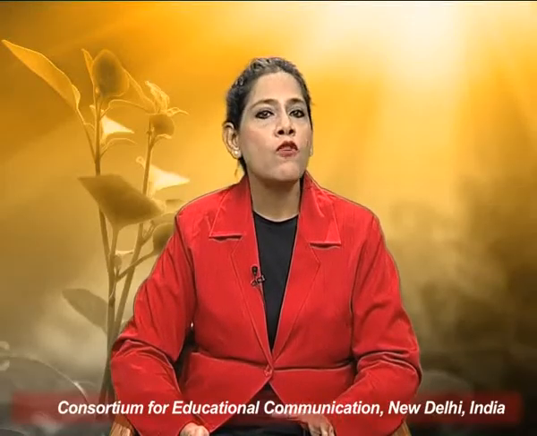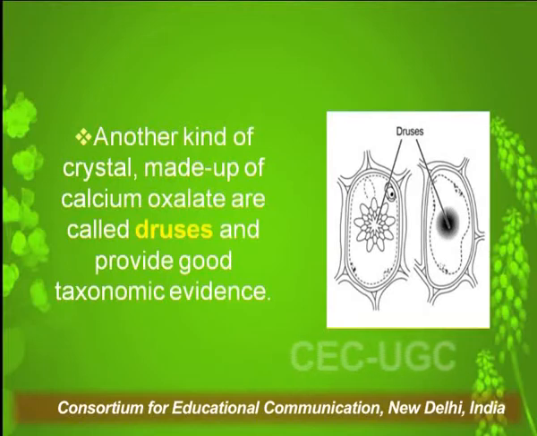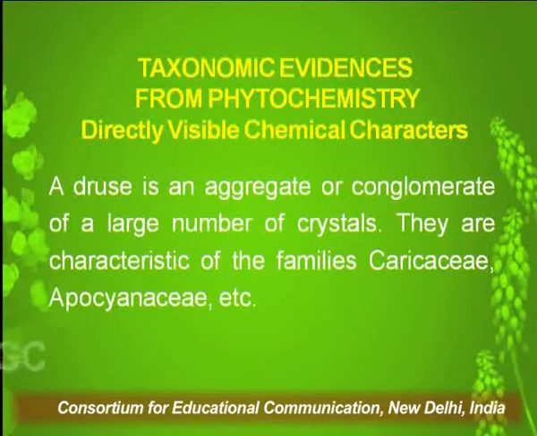Now, we'll move on to druses. They are another kind of crystals which are made up of calcium oxalate, and they also provide taxonomic evidence. A druse is an aggregate or conglomerate of a large number of crystals, as you had seen in the diagram. They are characteristic of families Caricaceae, Apocynaceae, etc.